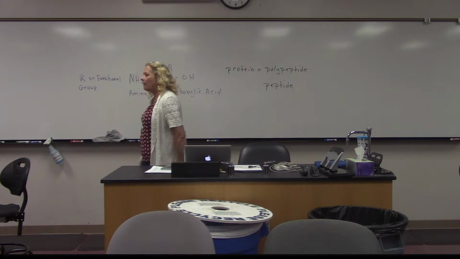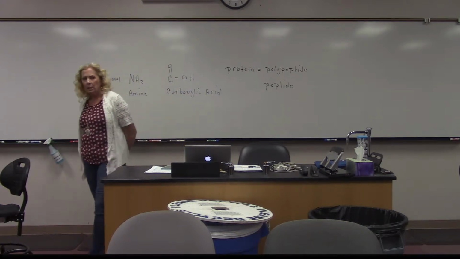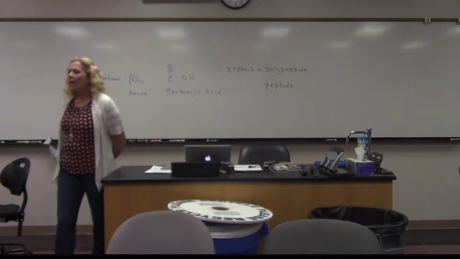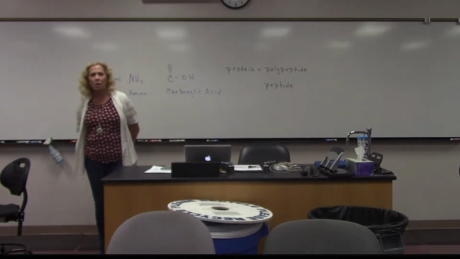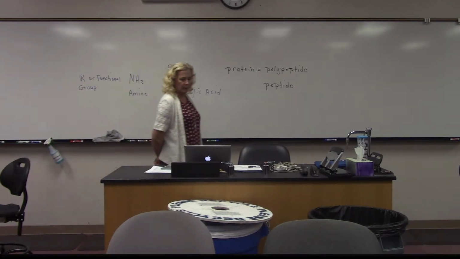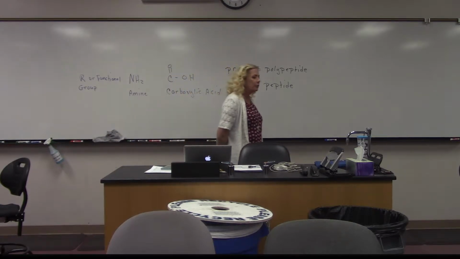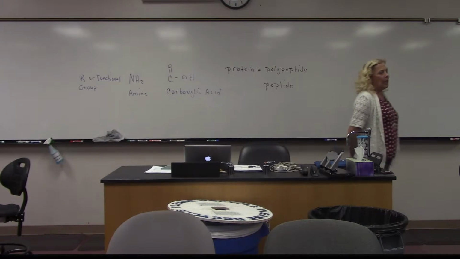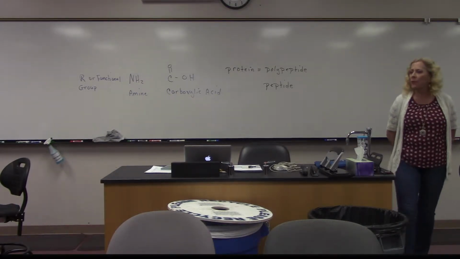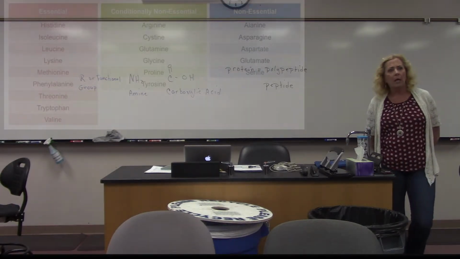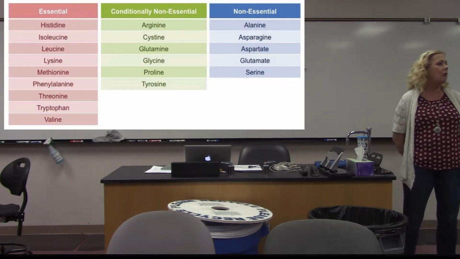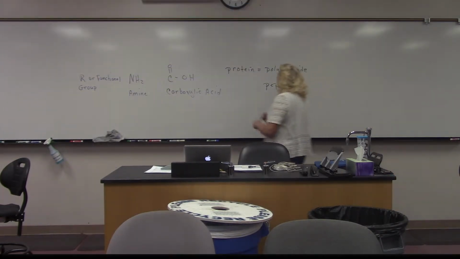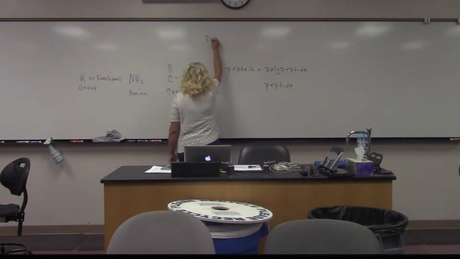Okay, so now we have these 20 amino acids, and we can break them down into basically two groups. We have one group of amino acids that are called the essential amino acids, and then we have another group which are called non-essential amino acids. And 9 amino acids fall into the essential category, and 11 fall into the non-essential category. So somebody tell me, what does this term mean?